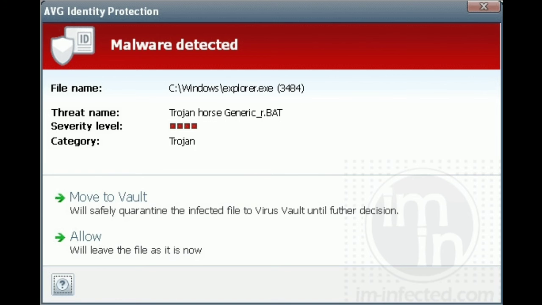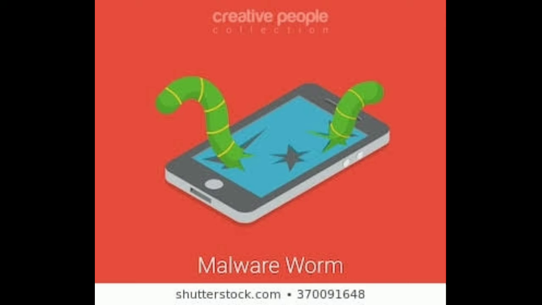And students, look at this picture. This picture shows that a Trojan horse is being detected by an antivirus. Okay, antivirus has detected the presence of the malware named Trojan horse, and this is how the message will appear. Okay, the third type of malware is worm.